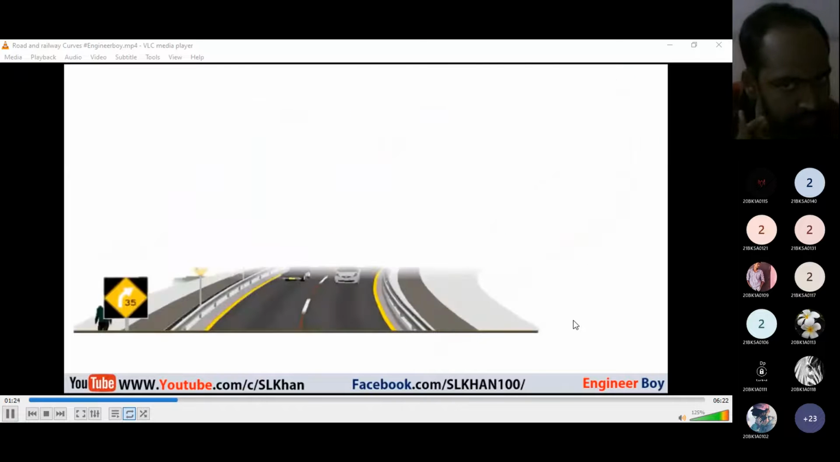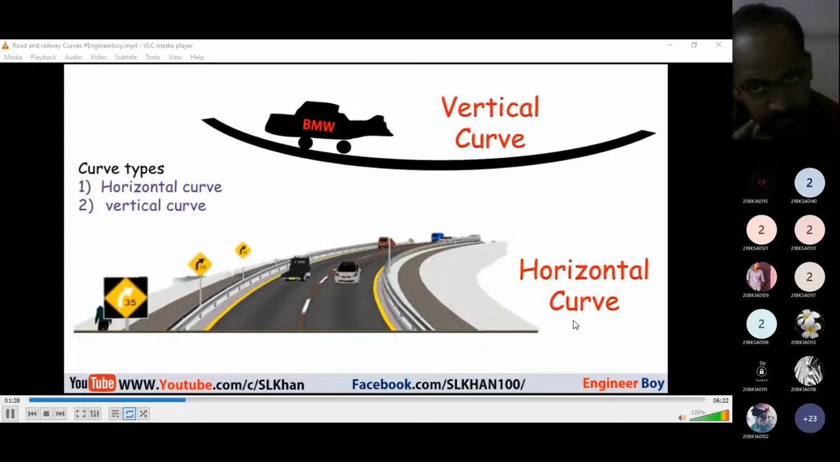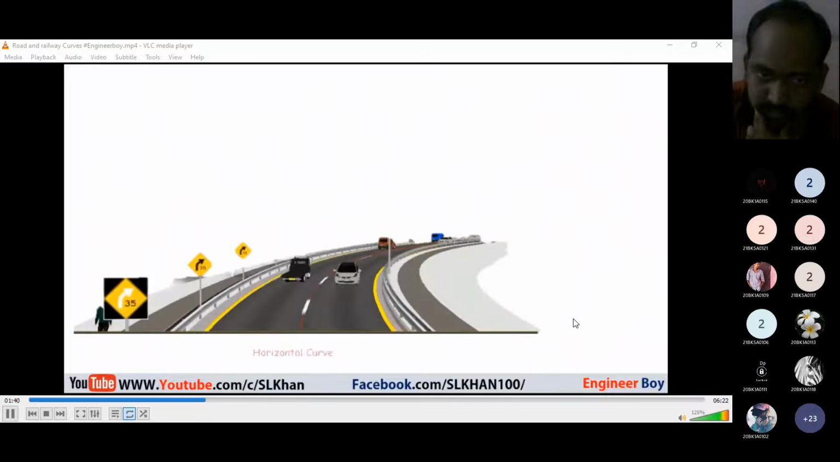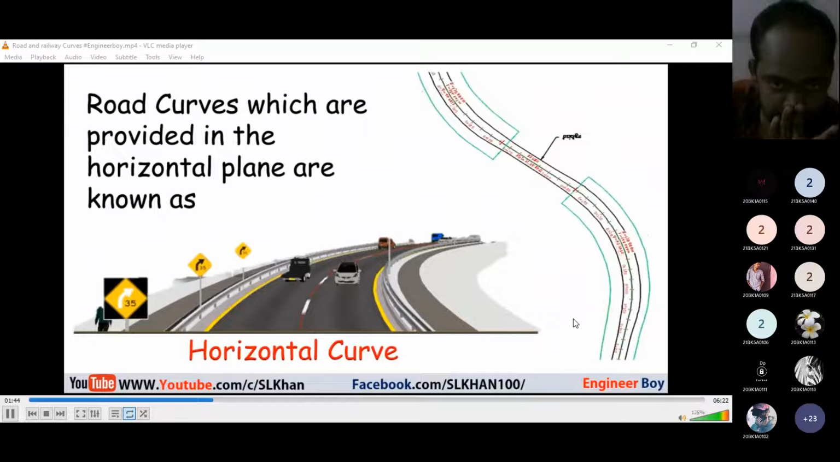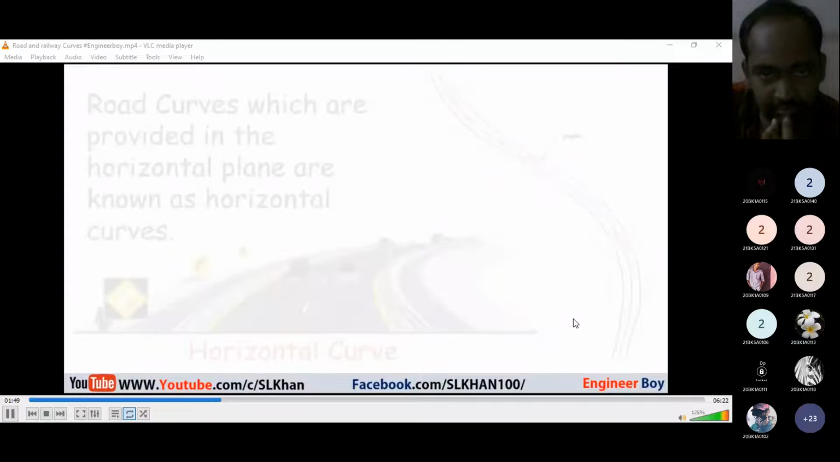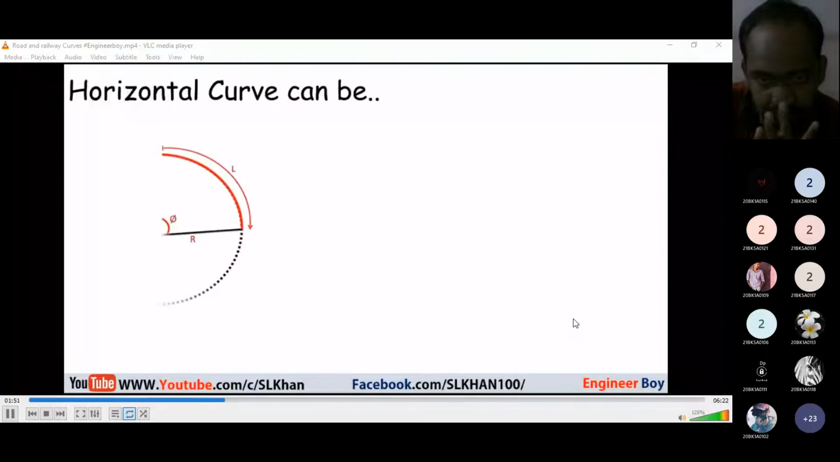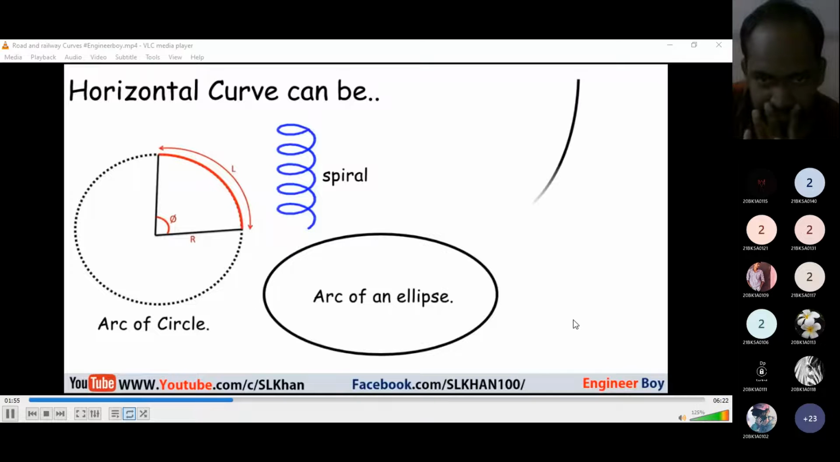Two types of road curves are normally provided for the driver on the road. The first is the horizontal curves and the second is the vertical curves. Let's talk about the horizontal curves. Road curves which are provided in the horizontal plane are known as horizontal curves. Horizontal curves can be an arc of a circle, a spiral, an ellipse, a parabola, or a hyperbola.